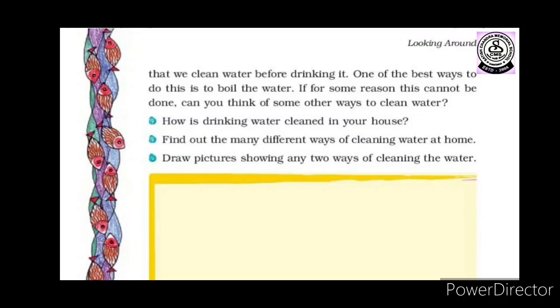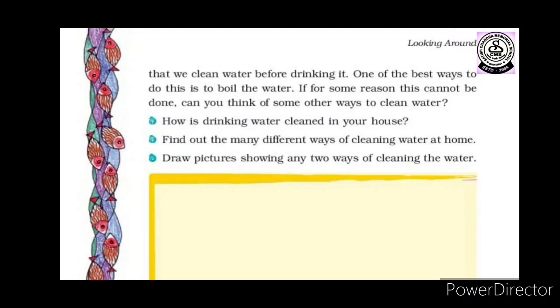Find out the many different ways of cleaning water at your home. So you have to find out in your home also, in your surroundings, in your friend's house, relative's house, whatever, what are the ways they are taking to clean the water.